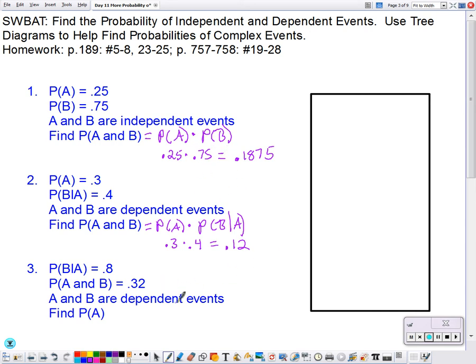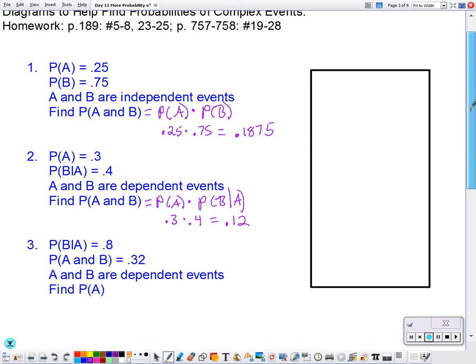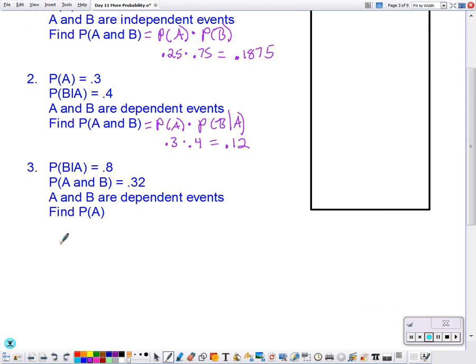All right, so now number 3 is a little trickier. A and B are dependent events. I know the probability of B given A, and I know the probability of A and B. What I don't know is the probability of A itself. So I'm going to set up an equation. The probability of A and B equals the probability of A times the probability of B given A. And I'm going to fill in what I know. I know the probability of A and B together is 0.32.